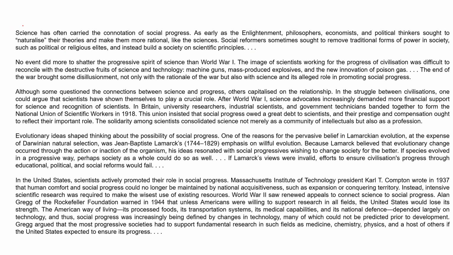So how has science often conveyed the idea of social progress? That as science has evolved, progress has been made. And Enlightenment happened in 16th, 17th century. So from that time onwards, these philosophers, economists, and political thinkers, they naturalize their theories, make them more rational. And the scientists, social reformers also tried to remove traditional forms of power, such as religious elites, political elites, and build a society based on scientific principles.